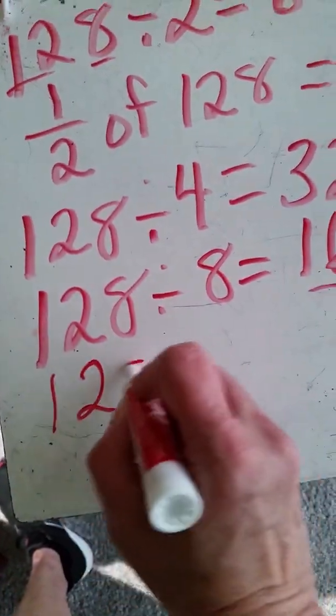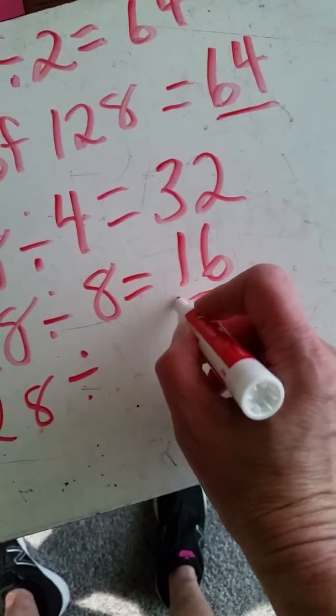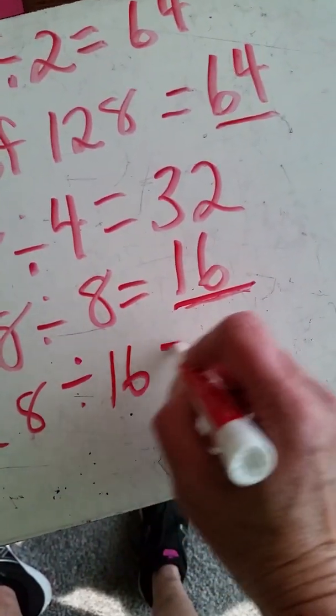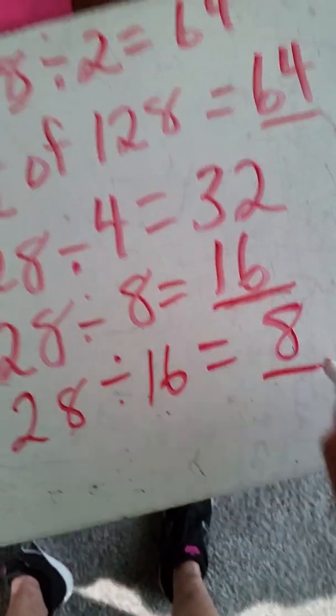Now we switched these 2 around. 128 divided by 16 wonderful students equals 8.